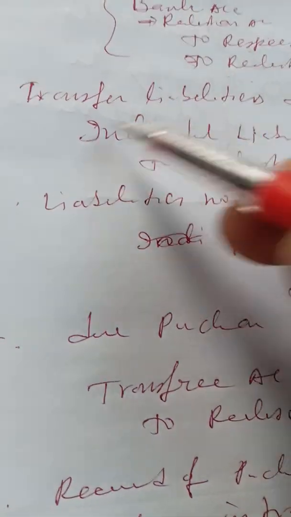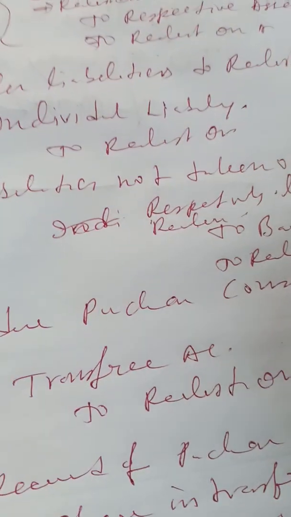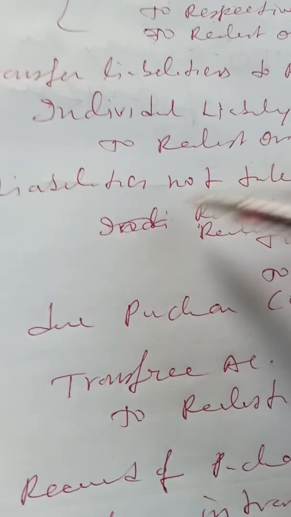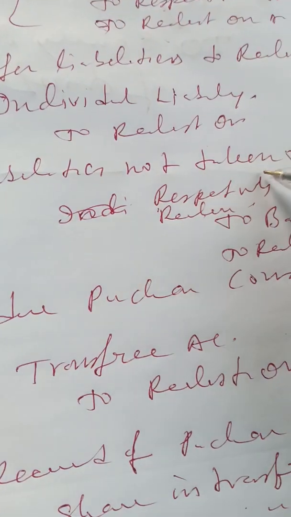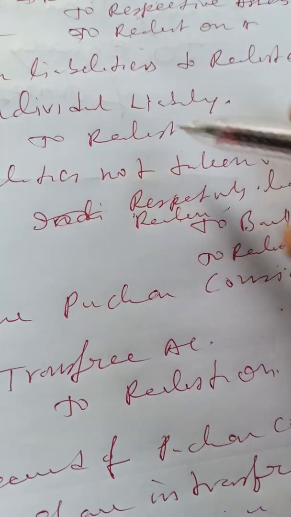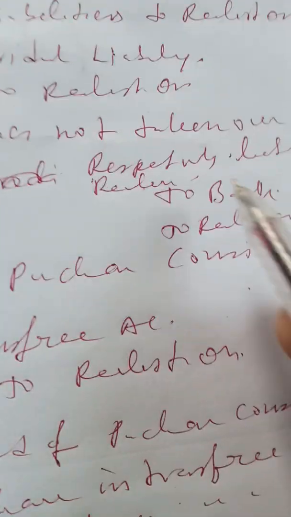The second entry is to transfer all liabilities to the realization account. The entry is individual liability account debit to realization. Sometimes some liabilities may not be taken over, but in the last sum all assets and liabilities are taken. That's why we do not need these two entries. If not taken, they will be paid.